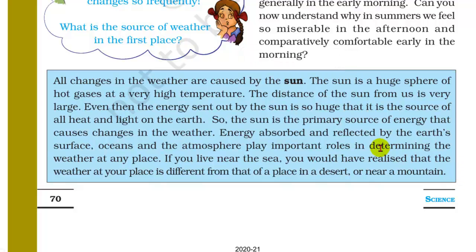Energy absorbed and reflected by the Earth's surface, oceans, and the atmosphere plays an important role in determining weather at any place. If we live near the sea, then we may feel different weather from a place in the desert or near the mountain. So the weather also depends on the earth's surface, oceans, atmosphere, etc.